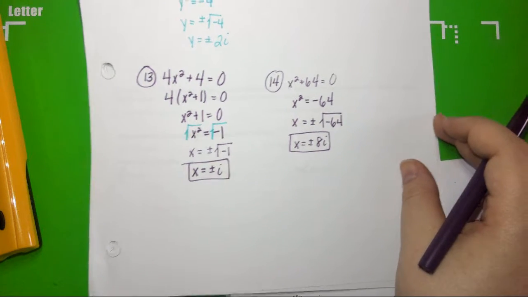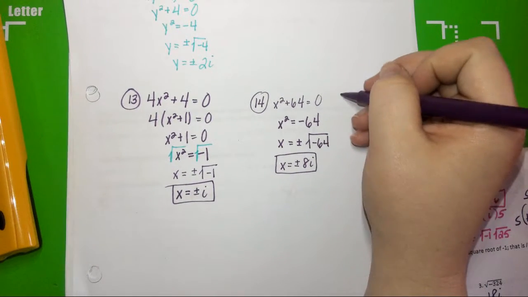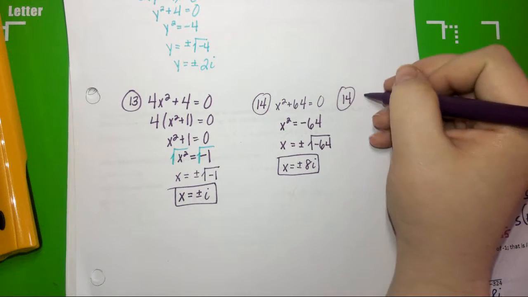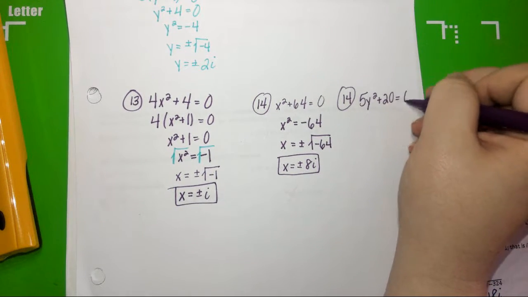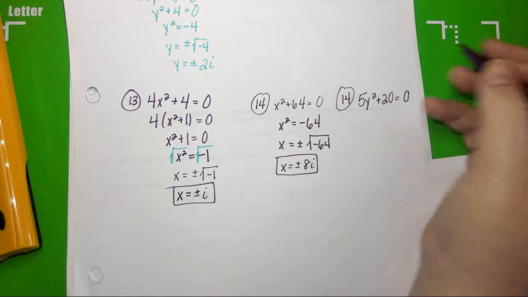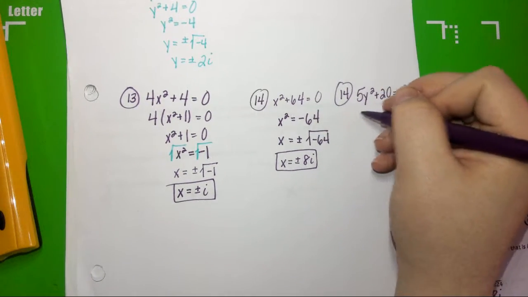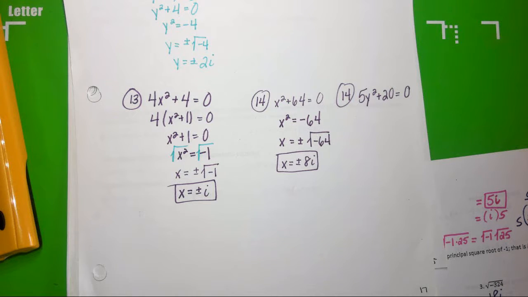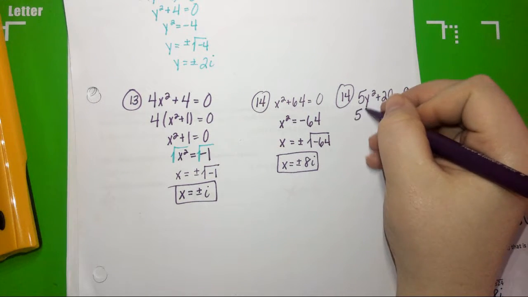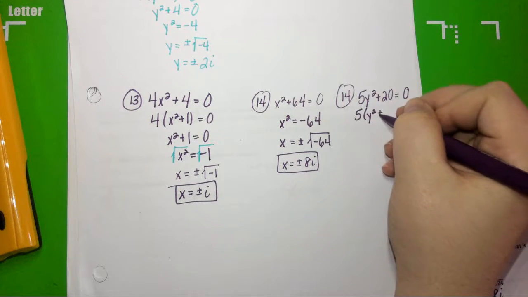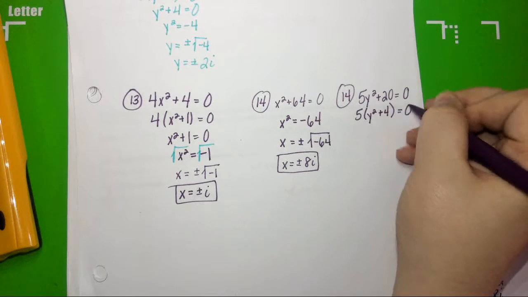And for some reason I have 14 twice, so 14 take 2, 5y squared plus 20 equals 0. What should I do first on that one? Thank you, 4 and 5. Now, if you forgot GCF and you subtracted by 20 first, you're still going to end up with the right answer. But I like the fact that 4 and 5 are in that factoring mentality. I like it a lot.